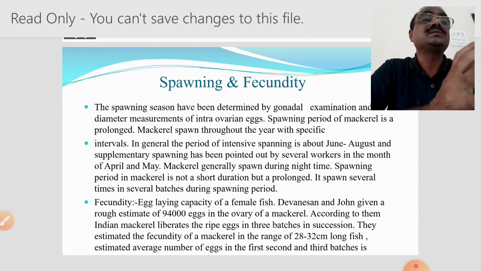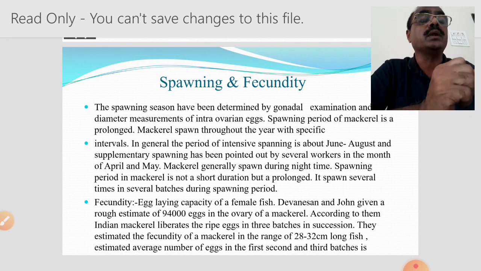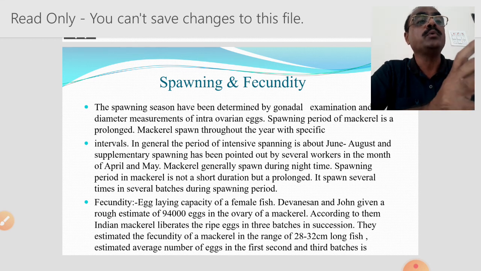Those fishes that spawn once a year have eggs of the same size in the ovary at a time. But those fishes that spawn several times in a year, in several batches, have different stages of ova in the ovary at a time. Only the ova that become fully ripe are expelled outside the body. That's why the spawning period is very prolonged in these fishes.